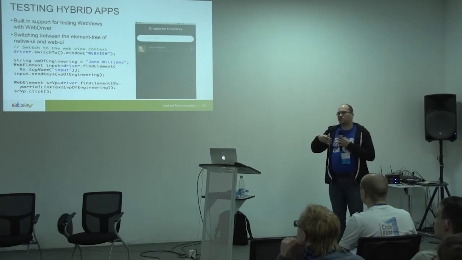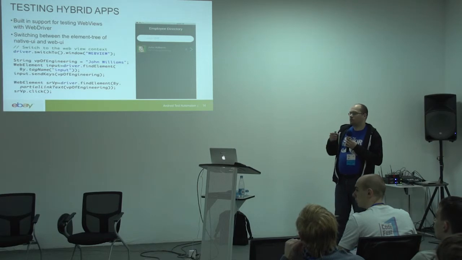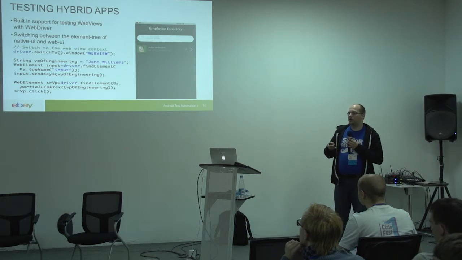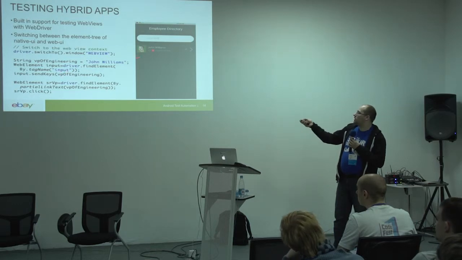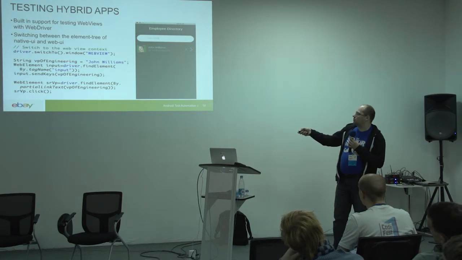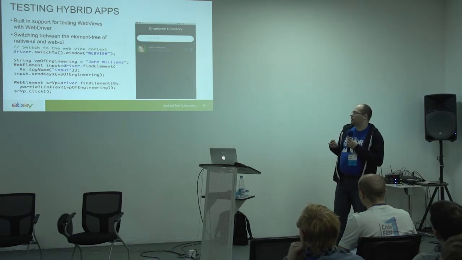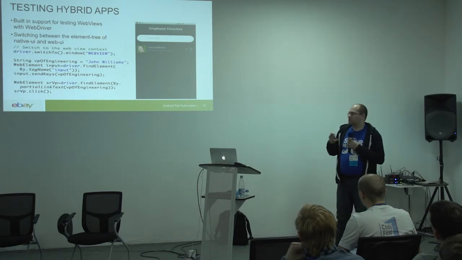But if you would like to test the web view itself, you need to switch to the context web view. That means that afterwards all the commands that you send are sent directly to the web view and are executed there. So here, for example, I'm searching for an element, then I'm typing his name, and then I'm searching again for this entry, and then I just click on it. If you have switched to the web view, you just use WebDriver as you know it.